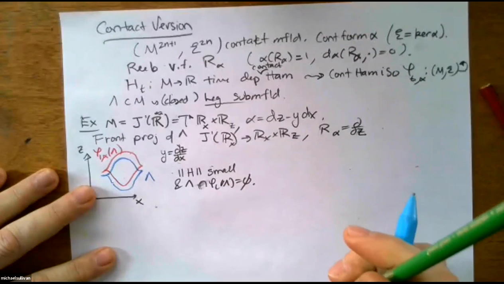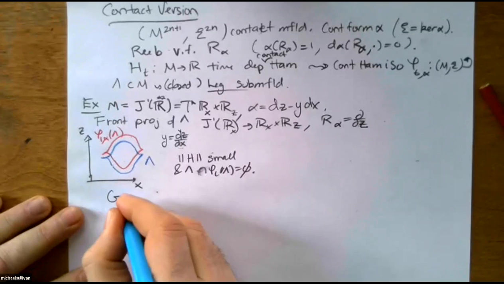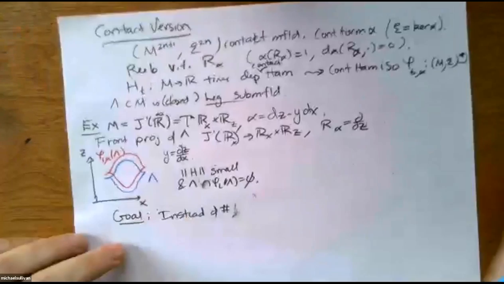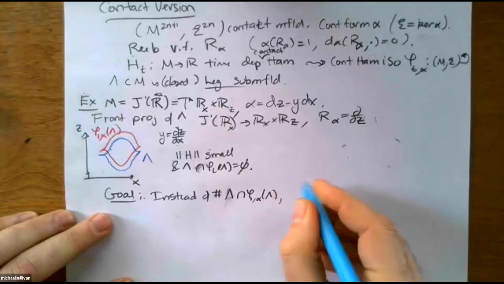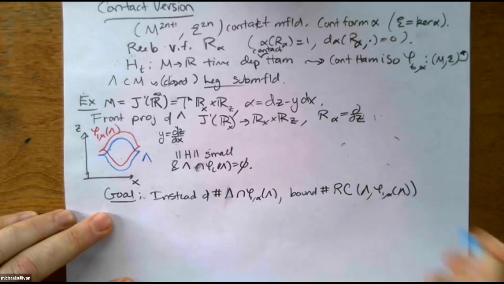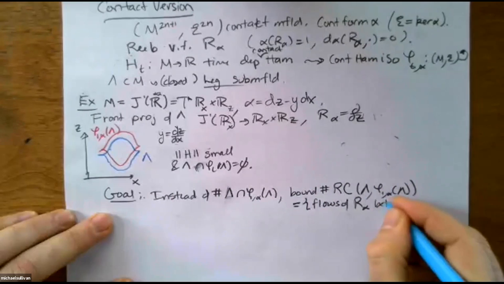So it looks like you can't actually do a contact version of this at first glance. But the goal in this talk is instead of trying to say something about the intersections of a Legendrian and its image, let's bound the number of Reeb chords between the Legendrian and itself. So this is flows of the Reeb vector field between the Legendrian and its image.